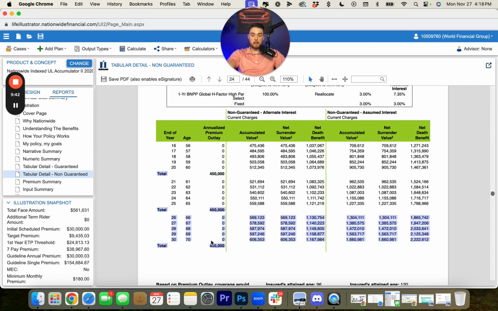And you can see that after every 5 years, that number is still the same. No more money has gone into this policy at all. But notice how the cash value just keeps getting larger and larger, and your line of credit continues to keep getting larger and larger.